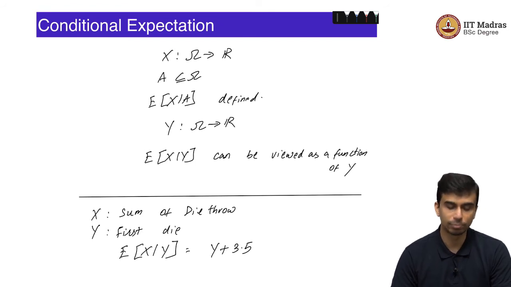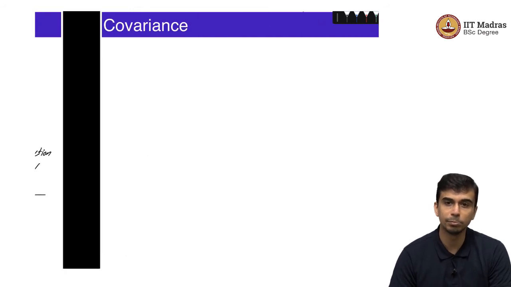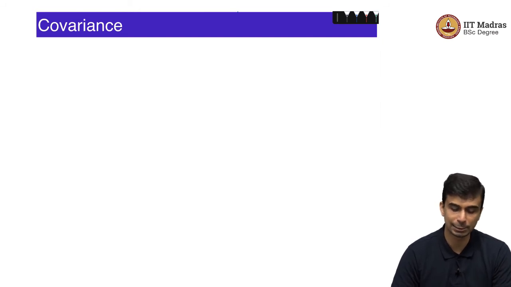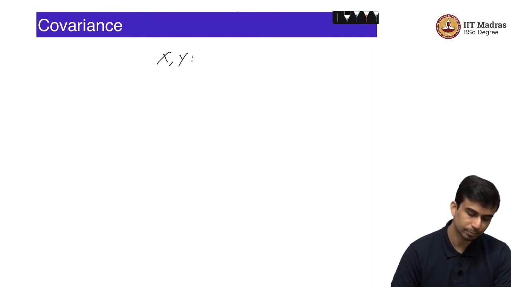We will use the conditional expectation in this form quite often in the next machine learning course, but right now it is sufficient to know that conditional expectation, expected value of X given Y, is a function of the random variable Y.